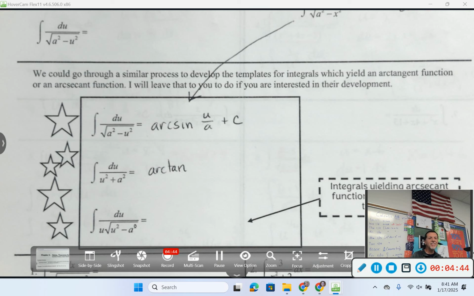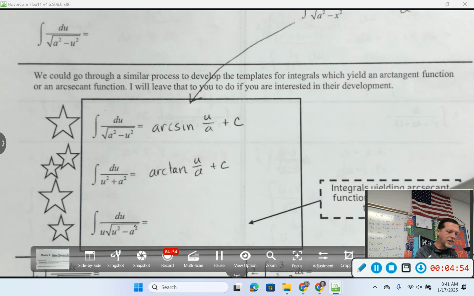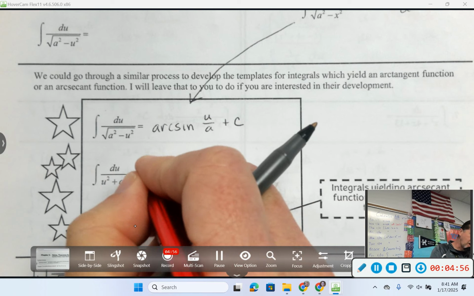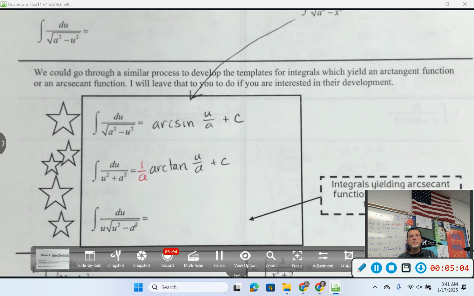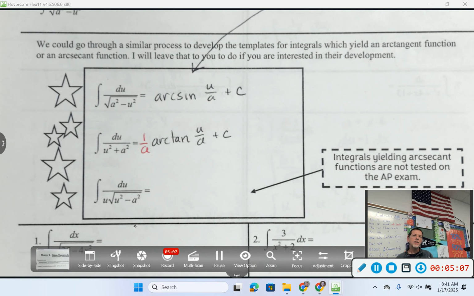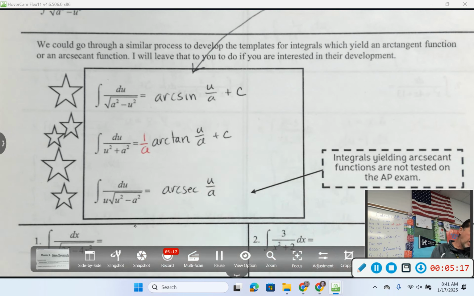Now, if you had to guess what the rest of it was, what would you guess? You'd be close to right. It is u over a. But there's a tricky thing about arctangent that's different than arcsine. There's a 1 over a out front. Well, we're running out of choices here, but also what does that last one look like? Looks like arcsecant. Again, u over a. That one also has a 1 over a out front.